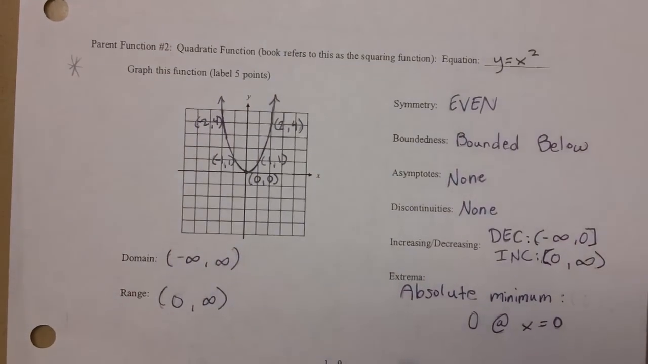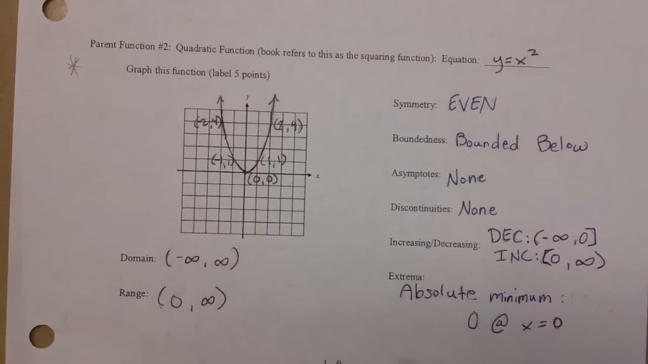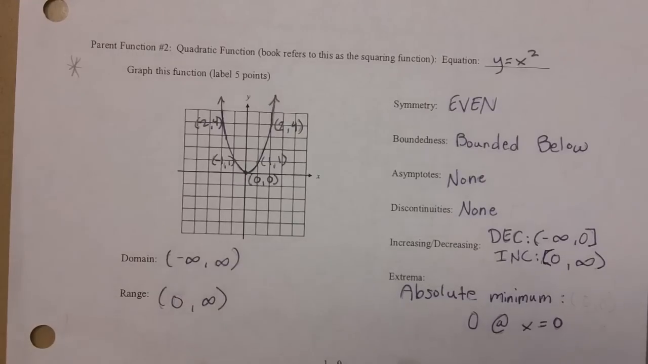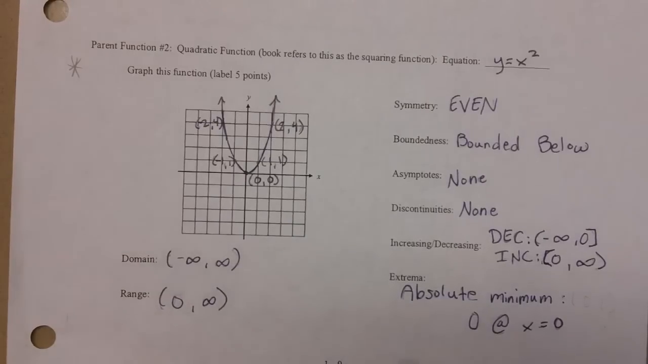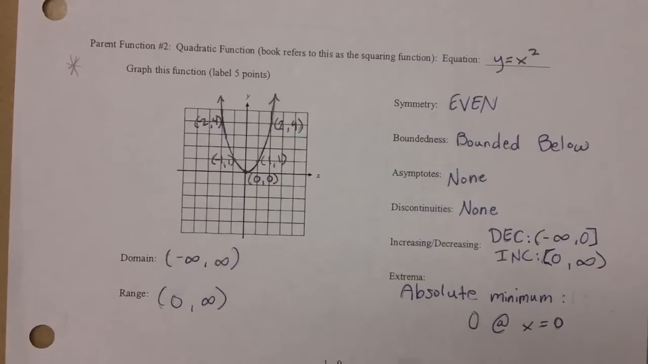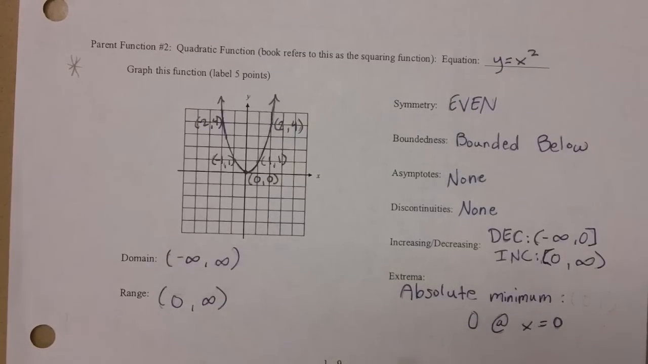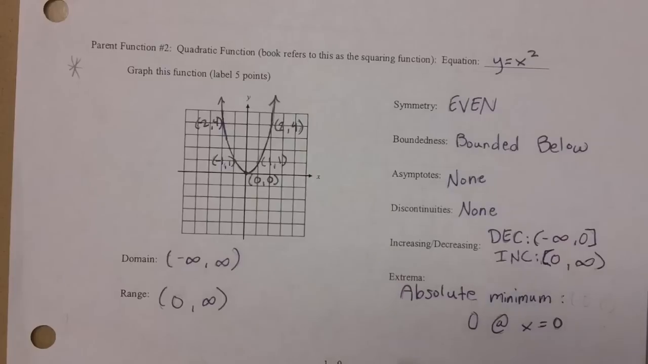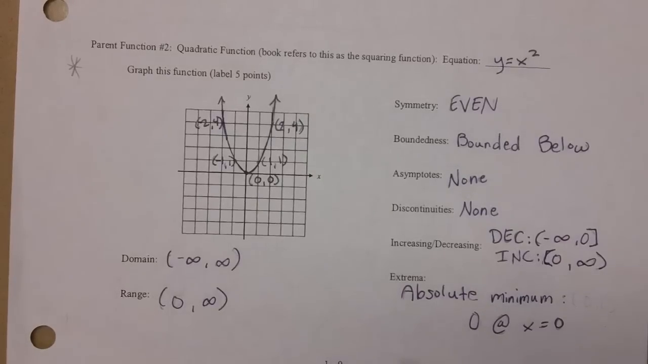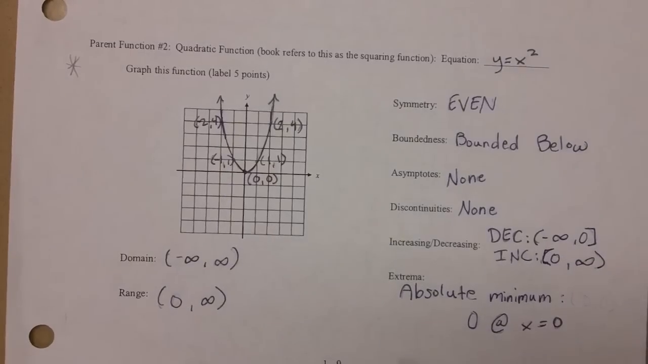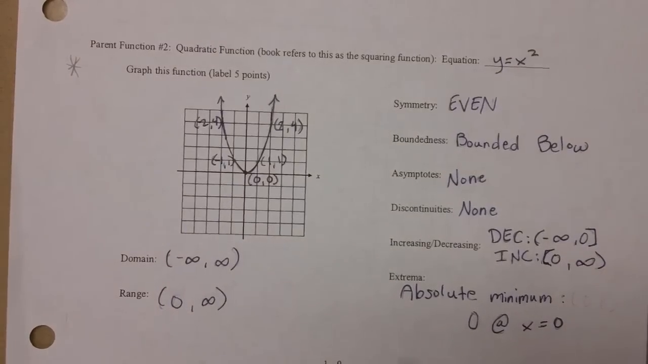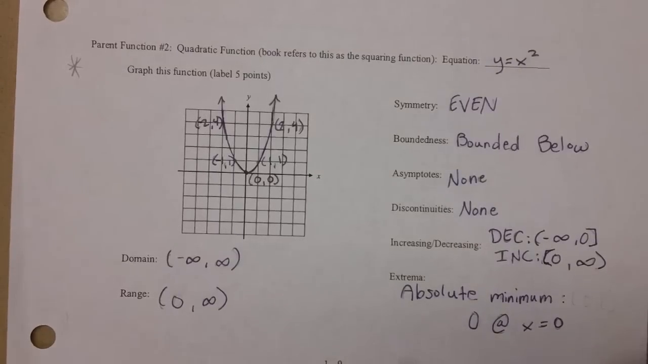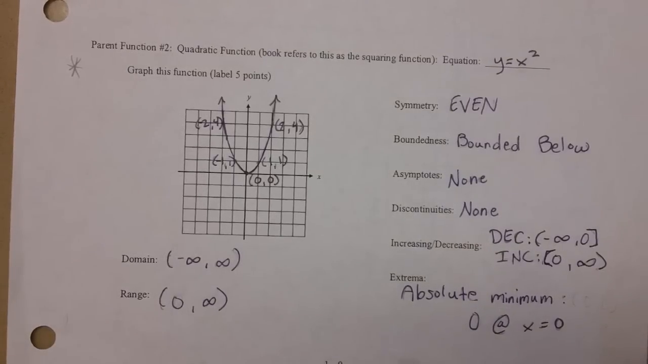Okay. We represent this quadratic function with f of x equals x squared. Below you can see the graph, and the domain is the set of all real numbers, and the range is 0 to positive infinity. The symmetry is even, and it is bounded below. There are no asymptotes or discontinuities. The function is decreasing from negative infinity to 0, and then increasing from 0 to infinity. There is an absolute minimum of 0 at x equals 0.